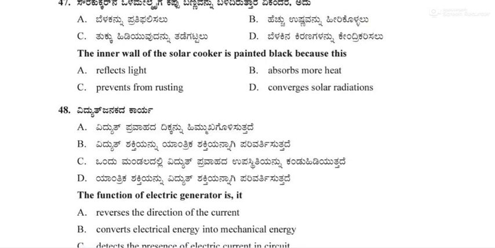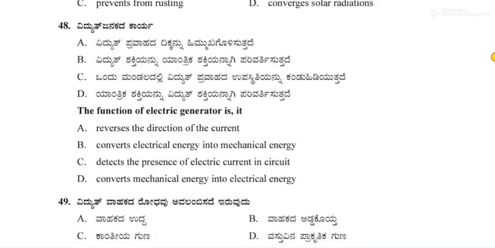So what have they given here? 47 is the inner wall of the solar cooker is painted black because this absorbs more heat. Option number B will be the correct answer. Next is question number 48.